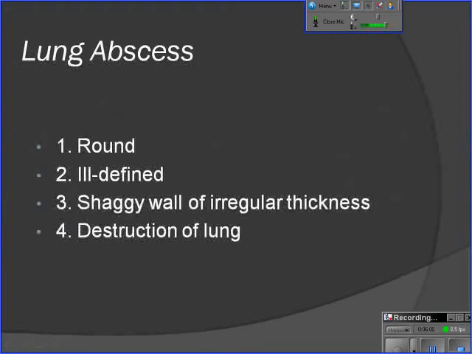I just wanted to differentiate between lung abscess and empyema, and we see this in textbooks quite a bit. I think it's nice to have an idea of how to differentiate the two. Lung abscesses tend to be round, whereas, as we said, empyemas tend to be elliptical. Lung abscesses tend to be ill-defined with shaggy walls of irregular thickness, whereas empyemas tend to have smooth thickening. And lung abscesses usually cause destruction of lung versus displacement of the lung.